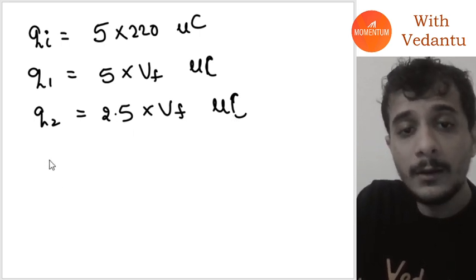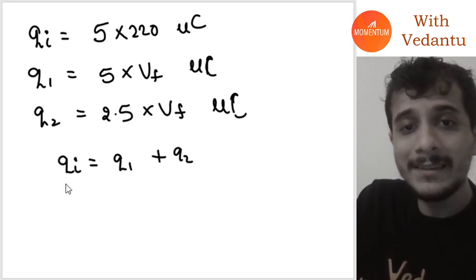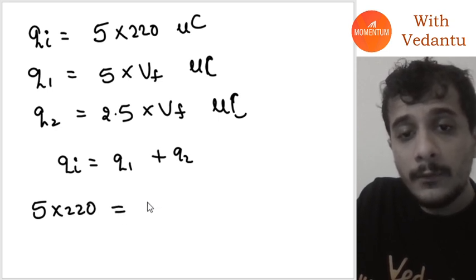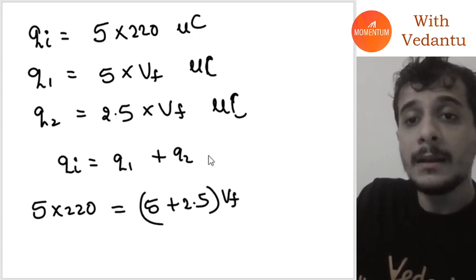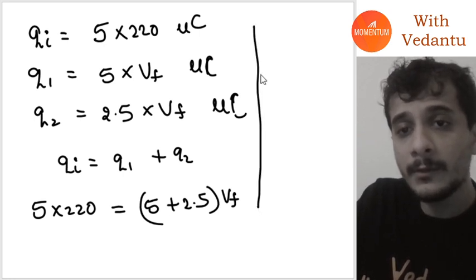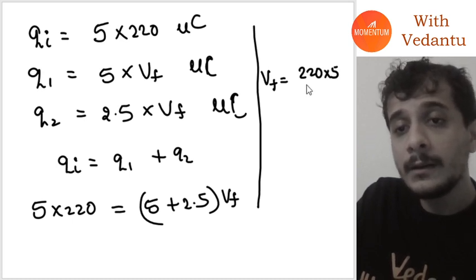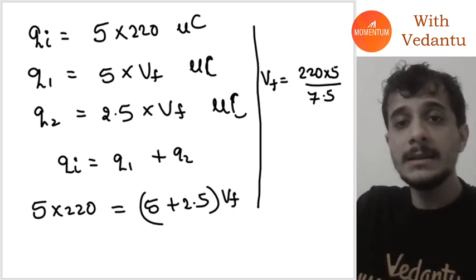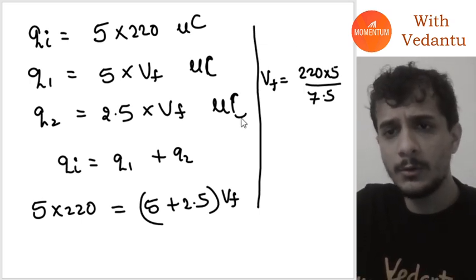So far, using the equation Qi is equal to Q1 plus Q2, what I can say is that 5 into 220 will be equal to 5 plus 2.5 into Vf. This very easily gives me the value of Vf as 220 into 5 divided by 7.5. I hope everybody understood.